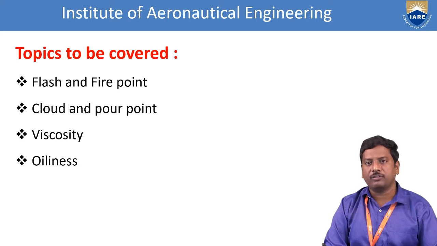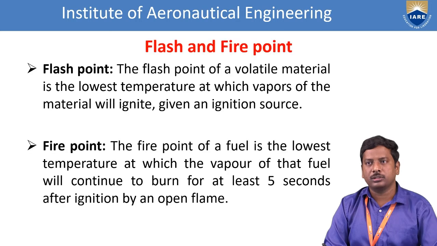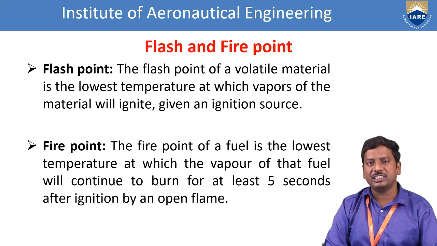So let us start with the flash and fire point. First of all, we see the definition of the flash point, then the fire point. The flash point of a volatile material is the lowest temperature at which vapors of the material will ignite given an ignition source. Volatile means easily evaporated, like chlorine present in hydrochloric acid. That is nothing but a volatile material, and ammonia is also a best example of a volatile material. That means they get easily evaporated in the presence of the environment.